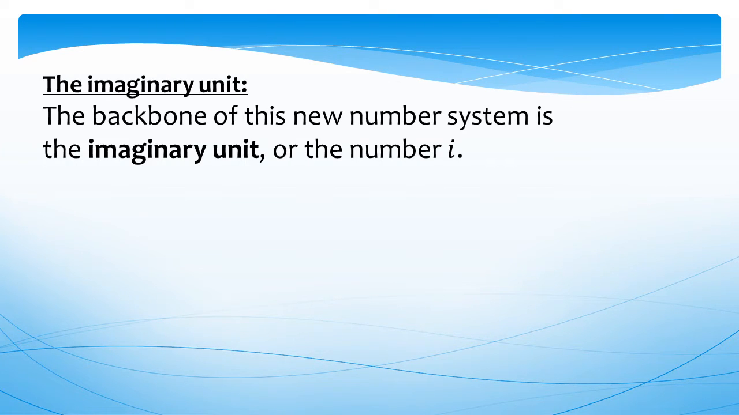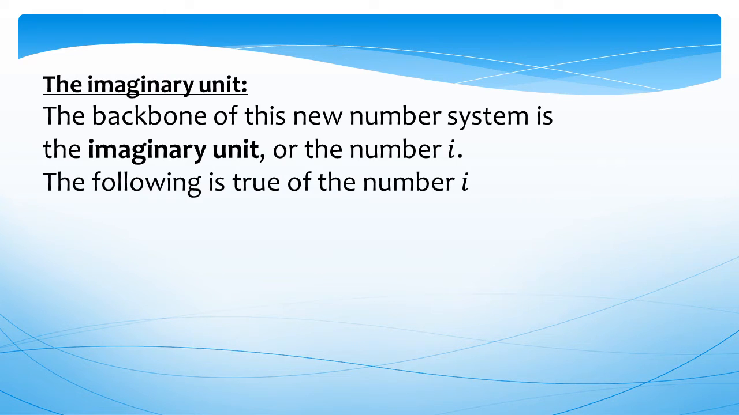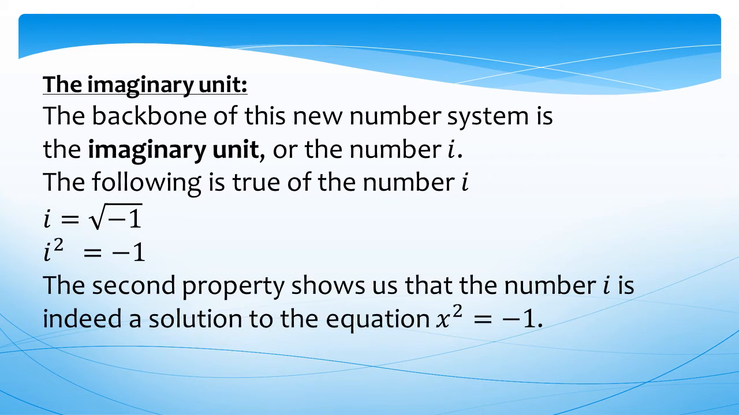The imaginary unit. The backbone of this new number system is the imaginary unit, or the number iota. The following is true of the number iota. Iota is equal to under root minus 1. Iota squared is equal to minus 1. The second property shows us that the number iota is indeed a solution to the equation x squared is equal to minus 1.